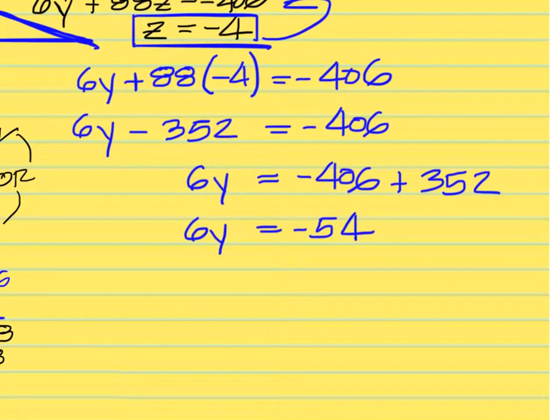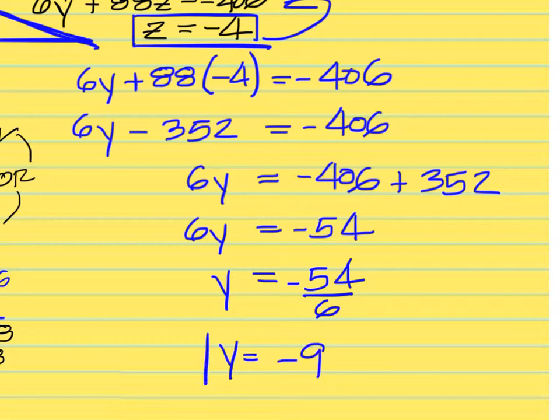If you were to come out with a decimal on this, it would be bad news, because I've made all of them come out to be integers. Negative 54 over 6 is going to be a negative 9. So now we have negative 4 for z, negative 9 for y.